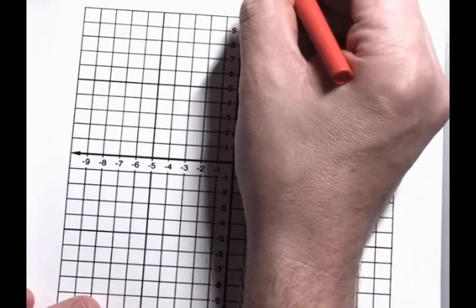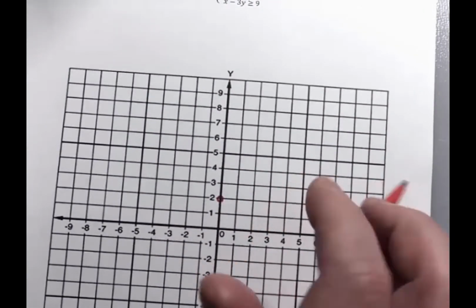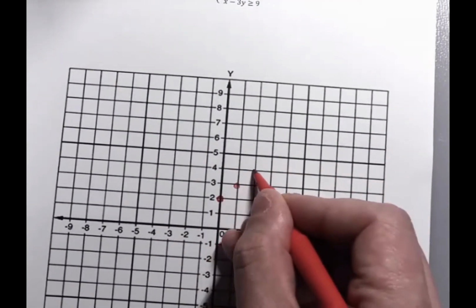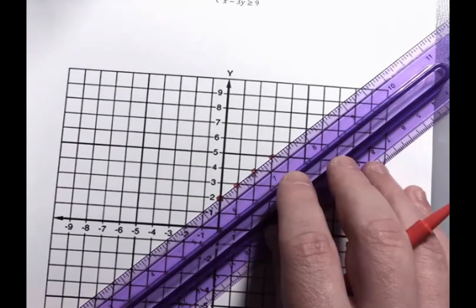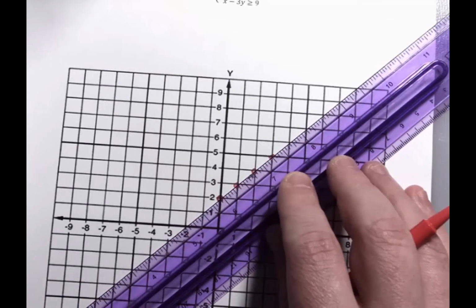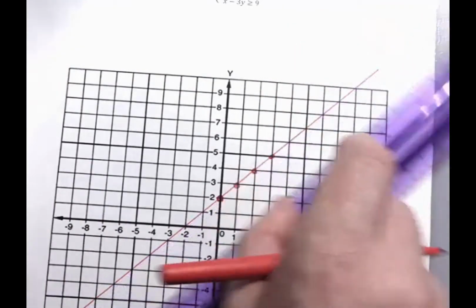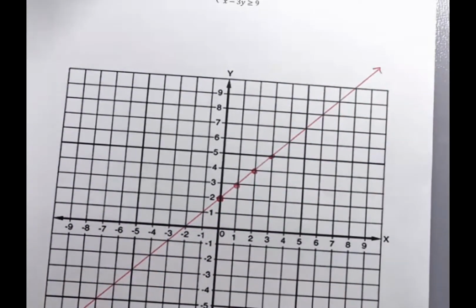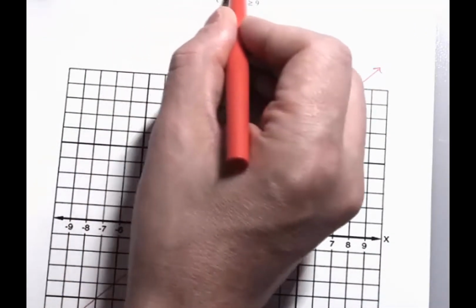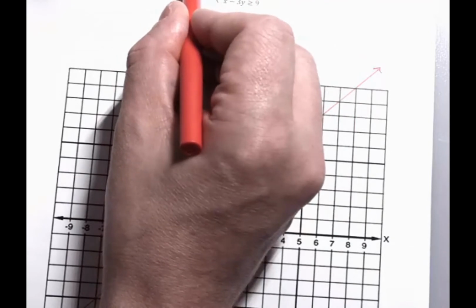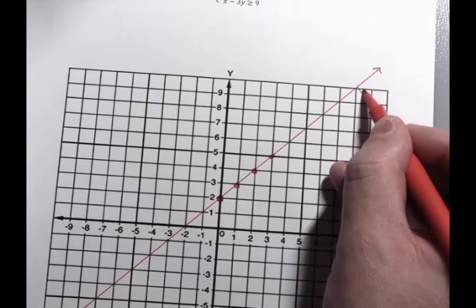I notice that the slope of this line is 1. So I need to go up 1, right 1, up 1, right 1. This is a solid line, so I'm going to draw a solid line through there. If I test my typical testing point of 0, 0, it would say 0 less than or equal to 2, which is true. So we're going to be below this particular line.